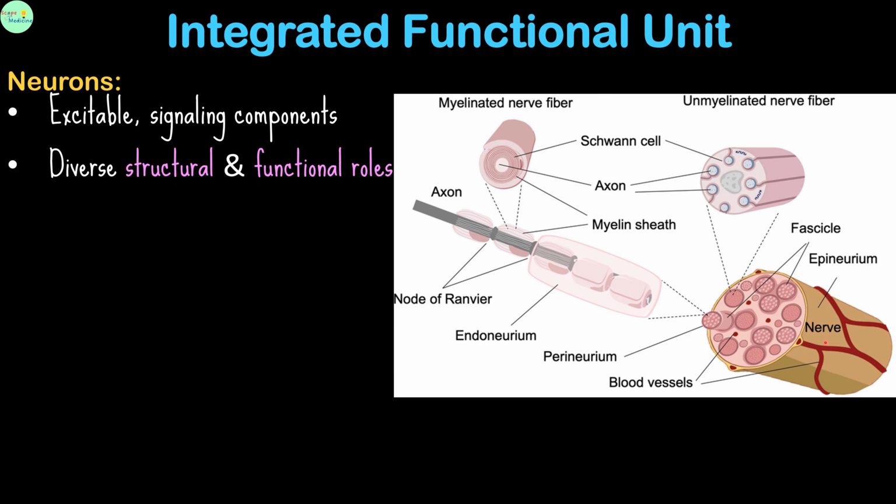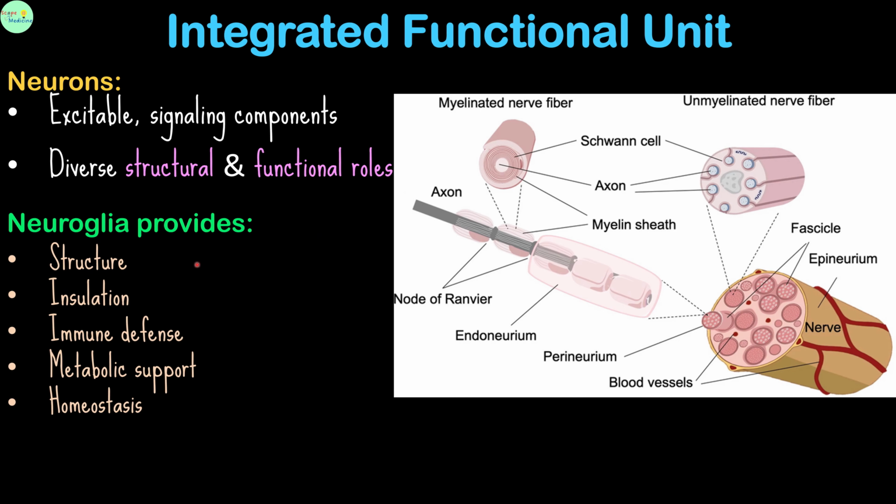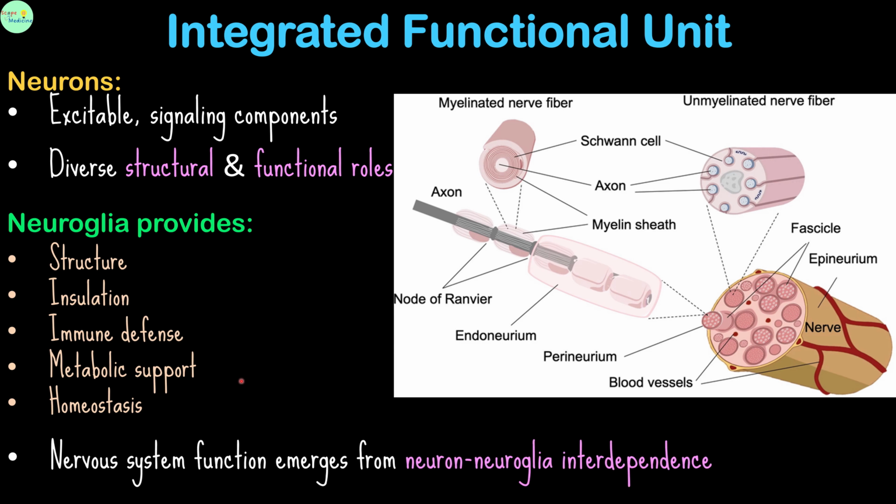In conclusion, the nervous system functions as an exquisitely integrated unit. Neurons are the excitable, information-processing elements with remarkable structural and functional diversity. Neuroglia are the indispensable non-neuronal partners that provide the essential infrastructure, structural integrity, electrical insulation, immune surveillance, metabolic support, and environmental homeostasis. The seamless operation of the entire nervous system emerges from the intimate and interdependent relationship between these two foundational cell types.